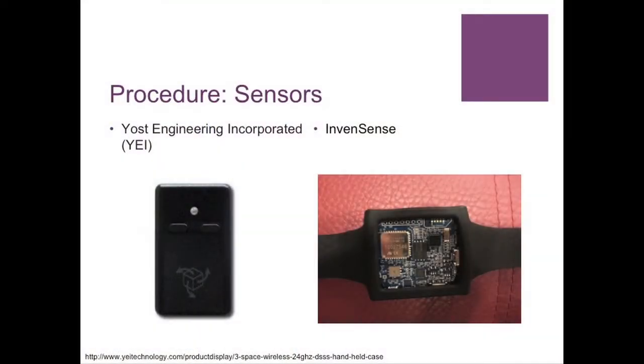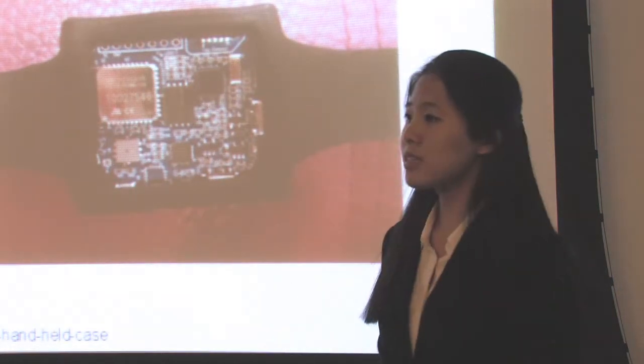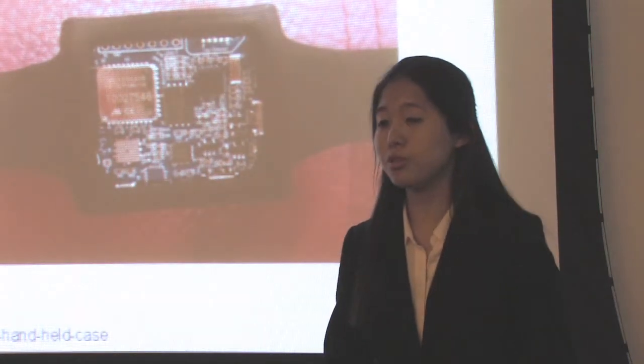Throughout this project, we used two different sensors from two different companies. The first one was from Yost Engineering Incorporated, or YEI, and our second one was from InvenSense. There are a few differences between these two sensors. One is that the YEI sensor connects to a PC using a wireless dongle. Meanwhile, the InvenSense connects to an Android phone through Bluetooth.